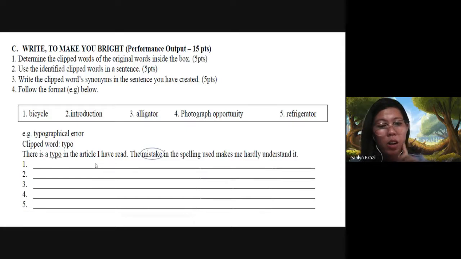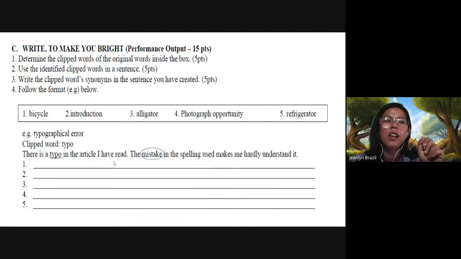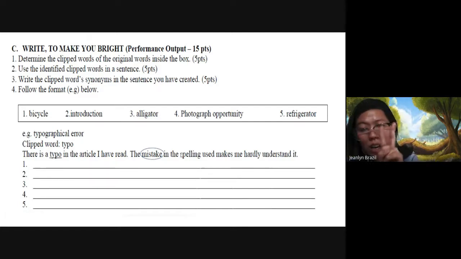You will get 1 point for that. So, isulat muna, clipped word, 1 point. Clipped word is typo, 1 point, rather. Second is, you have to create a sentence. You have to use that word in a sentence. So, there is a typo in the article I have read. So, yun yung ikalawang points mo.